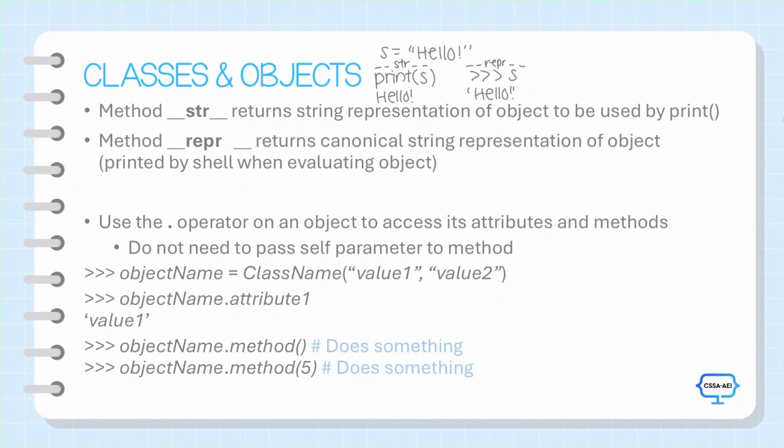Okay, and then whenever we want to access an object's attributes or methods, just like we did for string methods and list methods and sets, that sort of thing, we use the dot operator. Okay, s dot operator, it's calling a method from s, from the class of strings.